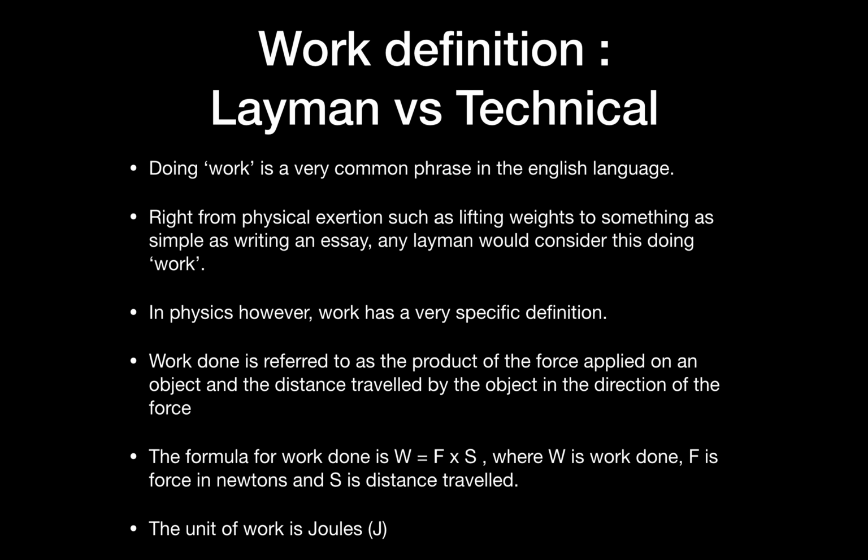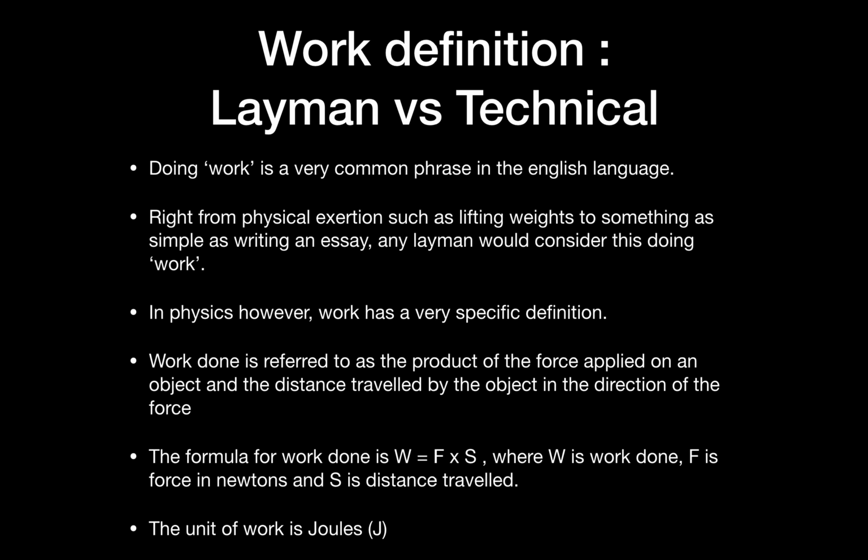Work done is specifically referred to as the product of the force applied on an object multiplied by the distance traveled by the object in the direction of the force applied. So that's the definition of work. We'll get to an example that will help you understand what this is.